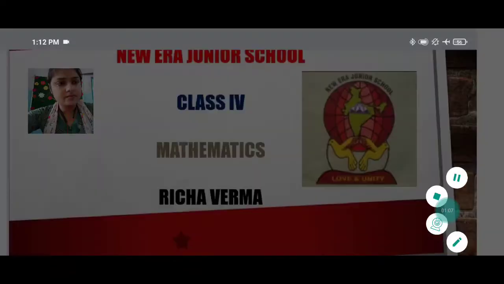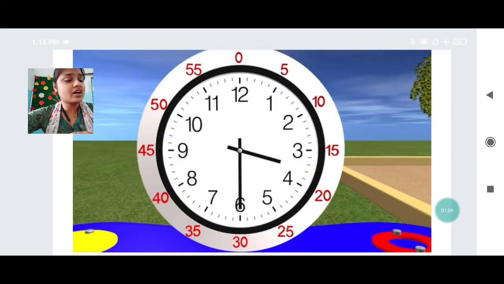Let's begin, my dear. Here I have a clock with me. In this clock you can see that there are 12 divisions. There are how many divisions? There are 12 divisions from 1, 2, 3, 4, 5, 6, 7, 8, 9, 10, 11 and 12. So there are a total of 12 divisions.